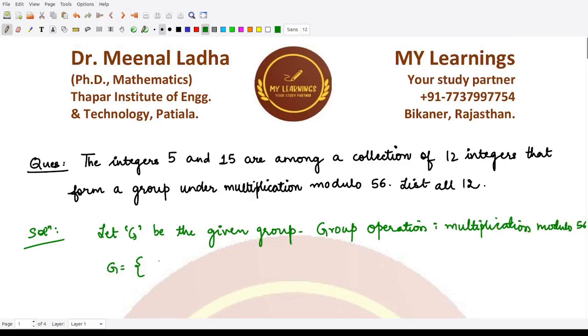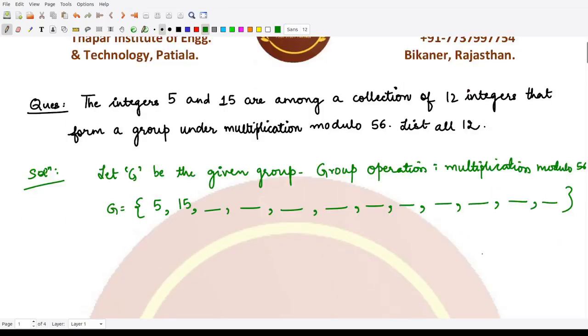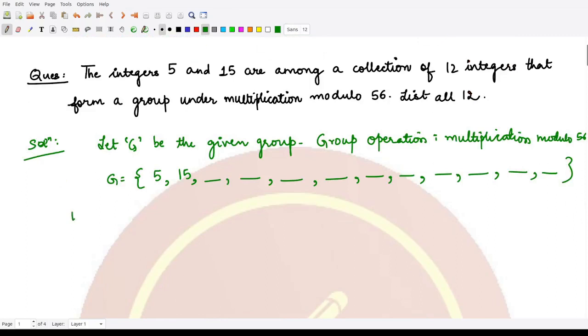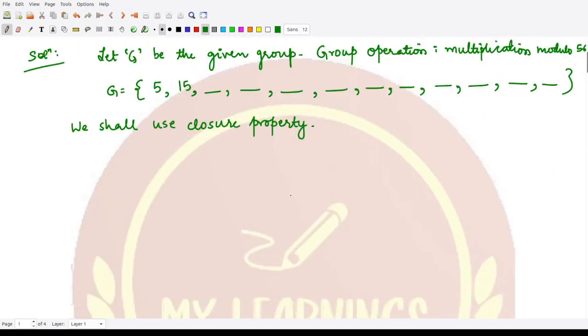So we are only given the elements 5 and 15, and there are in total 12 such integers. So that means we would have 10 more elements which are to be found for this complete group. How can we do that? We shall use the closure property. Why? Because the given group G is closed.